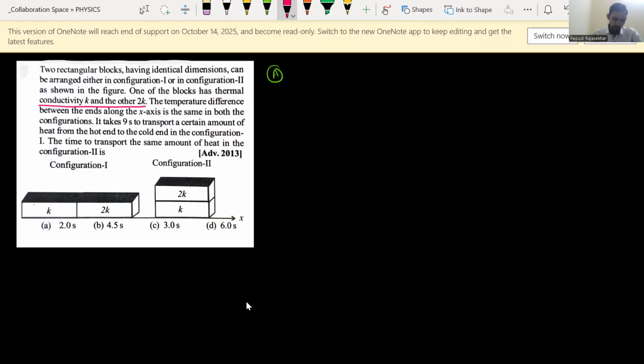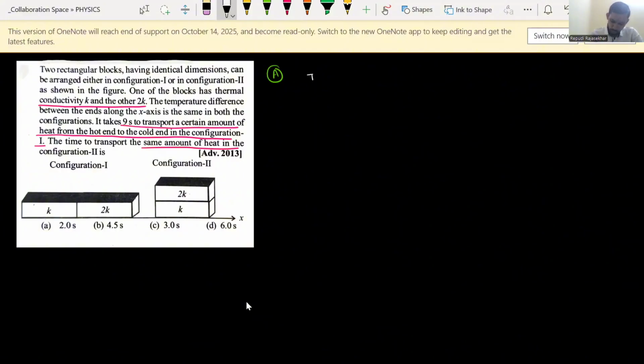Next one is, it takes 9 seconds to transport a certain amount of heat from the hot end to the cold end in configuration 1. Then the time taken to transport the same amount of heat. That means the heat flow in the first configuration should be the same as the heat flow in the second configuration. So the time value is what they're asking.